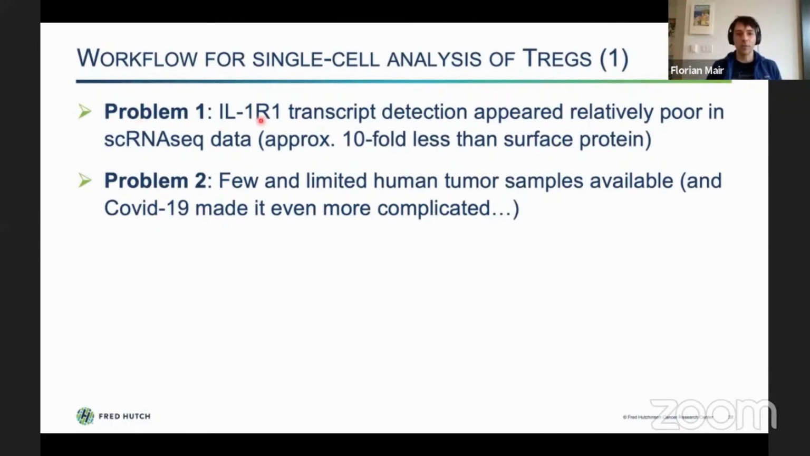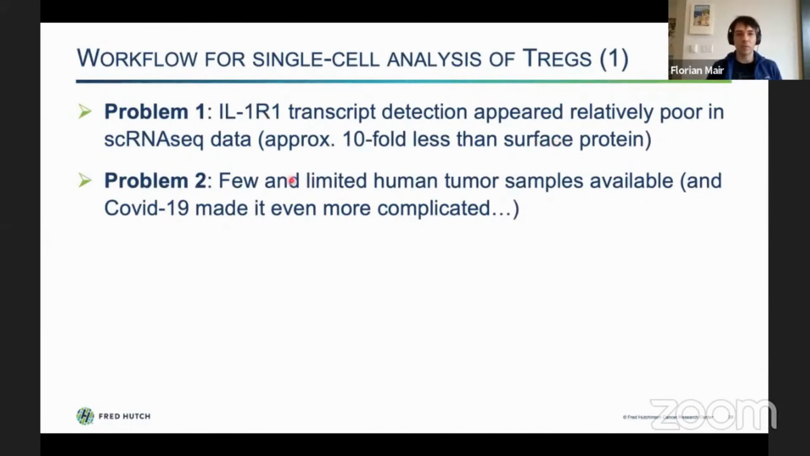First, we knew from our single-cell RNA-seq data that the IL-1 receptor transcript detection appeared relatively weak, which is actually very common for many genes. The dropout rate in typical whole transcriptome or in general single-cell RNA-seq protocols is relatively high. In this case, we knew that we were at best seeing less than tenfold of the transcript than we knew from the surface protein.